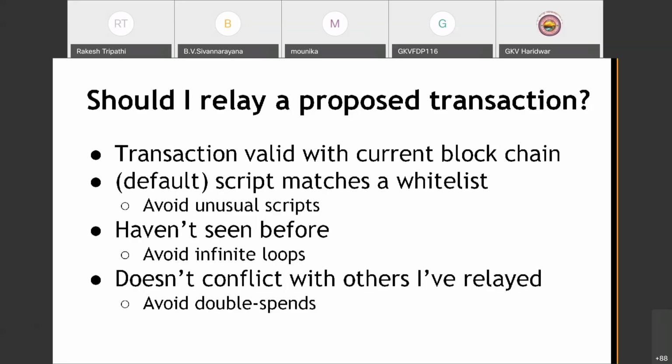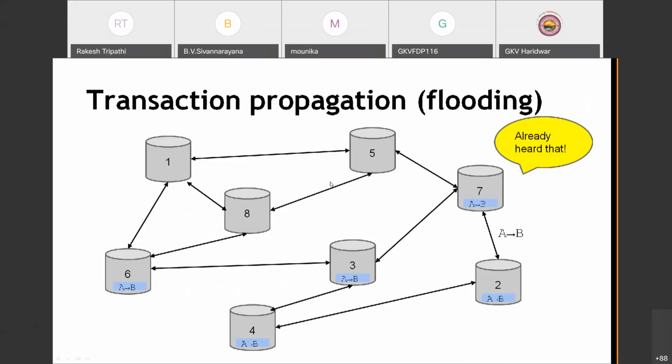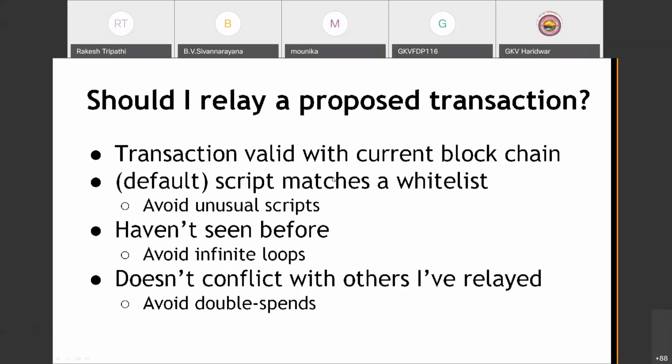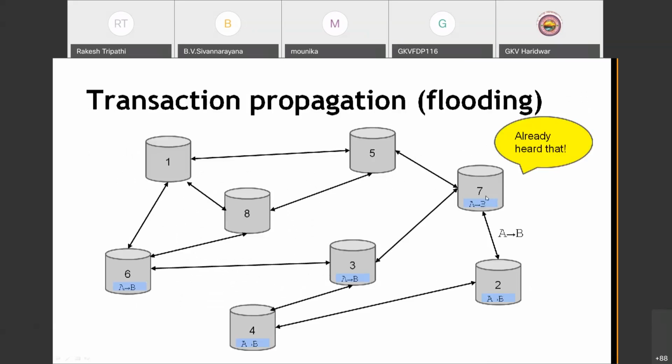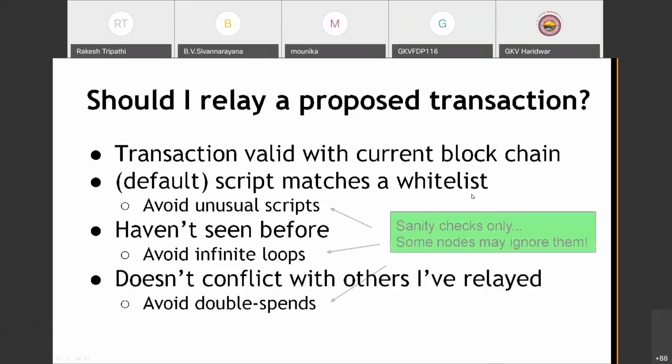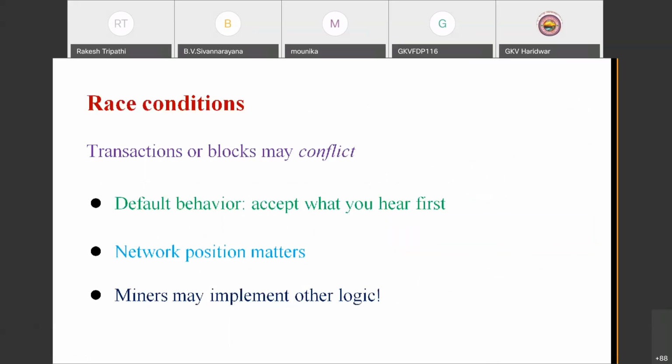So what will these nodes do? A node will relay a transaction only when the transaction is valid, and if the script matches the whitelist. We'll see what that whitelist and that script are. And it must not have been seen before, because once A to B has been forwarded, the same transaction won't be forwarded again. It's a flooding kind of thing. Once I have flooded, the same won't be flooded again. Okay. So there are chances of race conditions. I won't trouble you here; we'll see that in consensus.